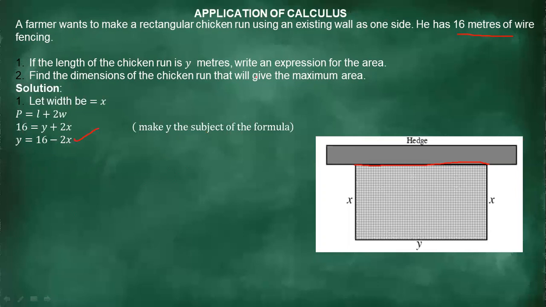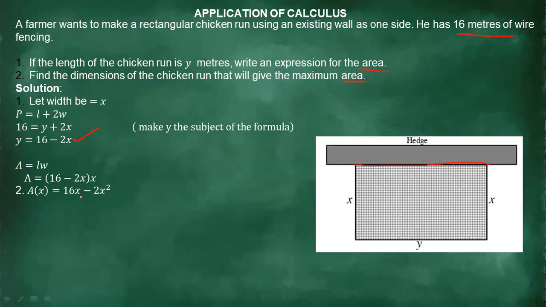But now the question is, write the expression of the area. You write the area, length times width, which is going to be this one. And then you substitute, and from there this is what we're going to be having. You can also just multiply the bracket here. x times 16 is 16x. Then x times minus 2x is minus 2x squared. Then you stop there. The second question, find the dimension of the chicken run that will give the maximum area.